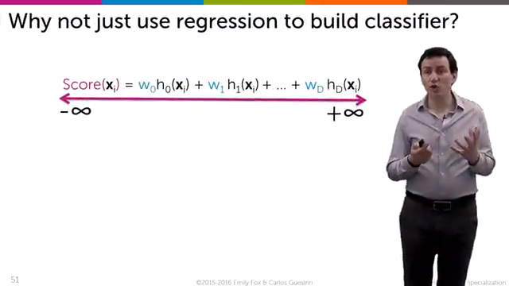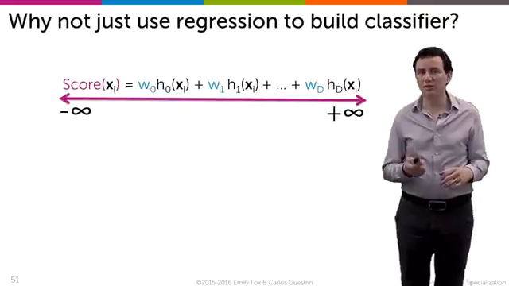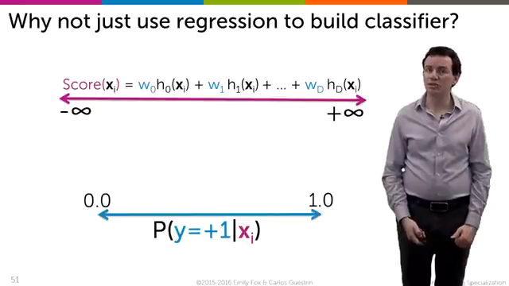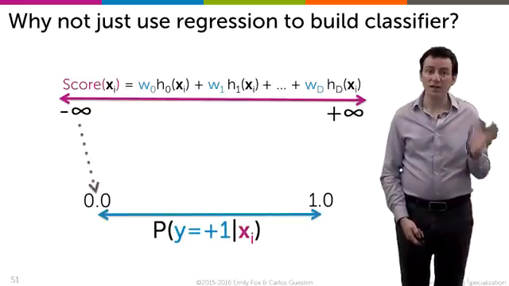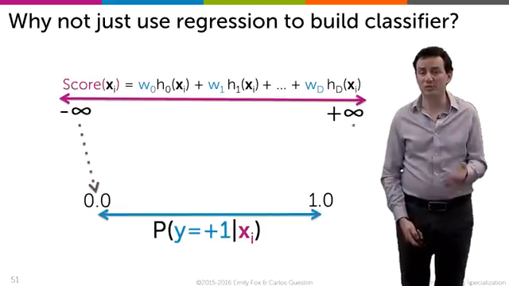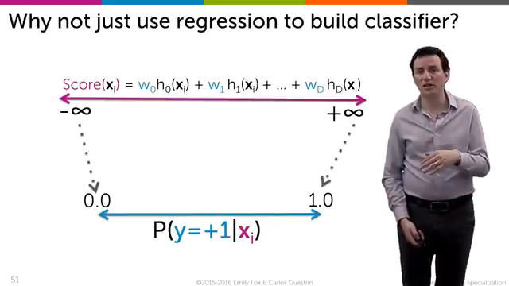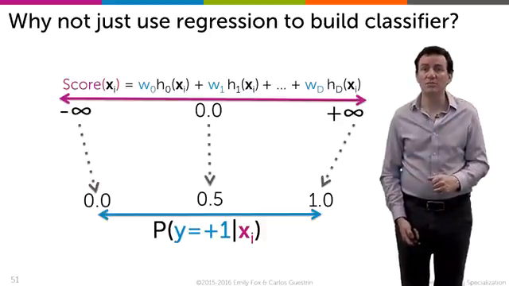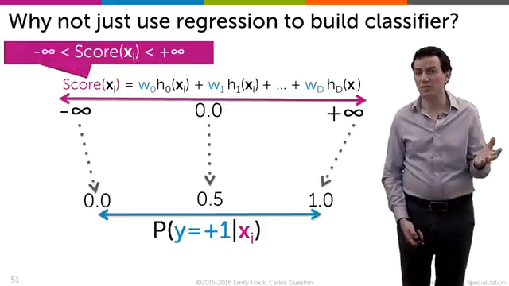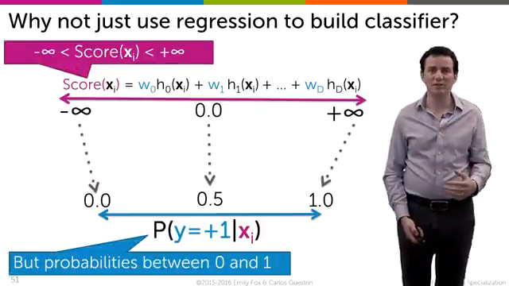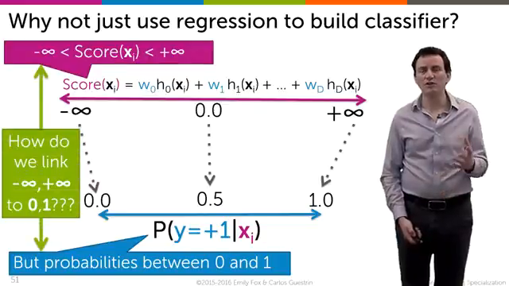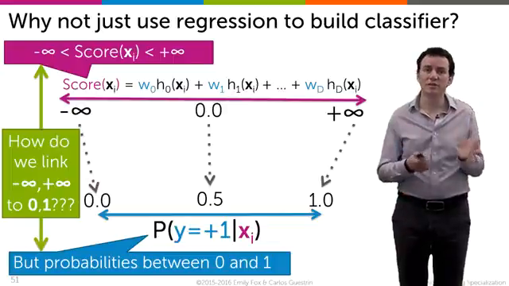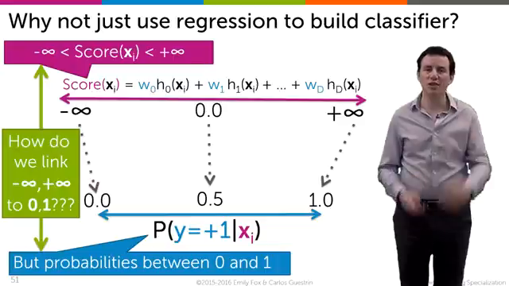So we have the scores. The scores range from minus infinity to plus infinity, and they're this weighted combination of the features. And probabilities are between 0 and 1. If the score is minus infinity, I want the probability that the output is +1 to be 0. If the score is plus infinity, I want the output that I predict to be 1. And if the score is 0, I want to say the probability is 0.5. Scores range from minus infinity to plus infinity. Probabilities range between 0 and 1. The question is, how do I relate score in minus infinity to plus infinity to probability in 0 and 1? How do I link these two things?